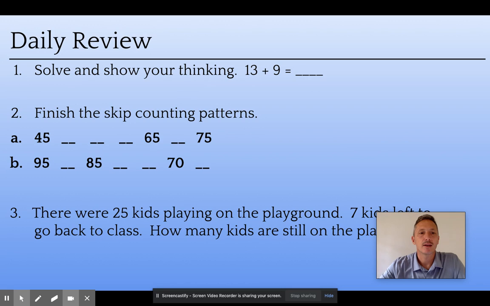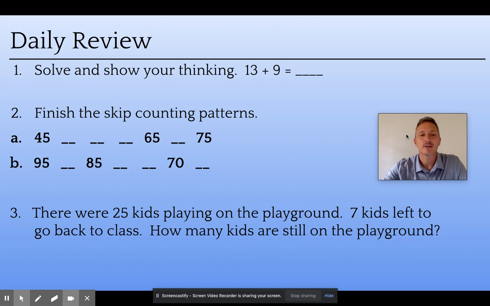And then number 2 says finish the skip counting pattern. If I have 45, something, then I have 65 and 75. So if I notice that the pattern looks like it's counting by fives, my next number would be 5 more than 45, and then 5 more than that. So counting up by fives. B is 95, and then I have an 85 and a 75. It looks like here it's counting down by fives. So I want to find the next number that would go down by fives.